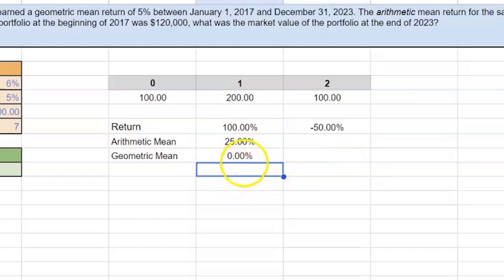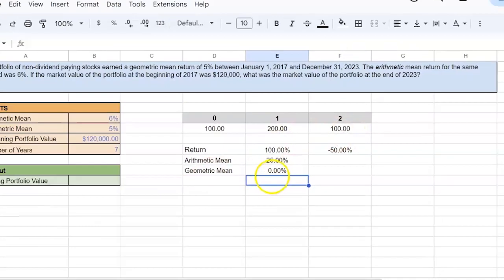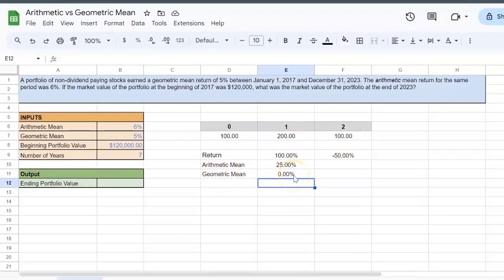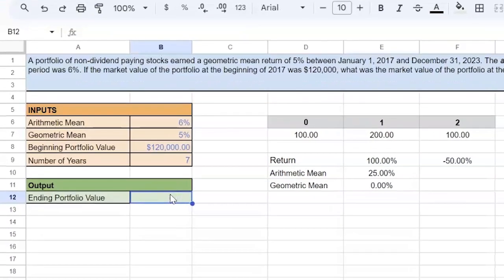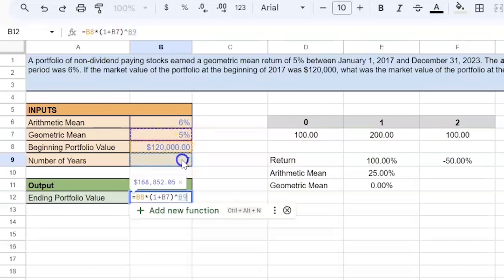And when you do that math, you get 0%. Exactly, right? You didn't really make anything on average. You started with 100, you ended up with 100. All this to say that a geometric mean is a better representative of the average compounded annual return that you've made. And so in this case, the worth of your portfolio is going to be equal to 120,000 times (1 plus the geometric mean) raised to the power 7.